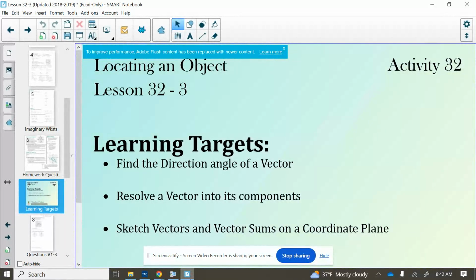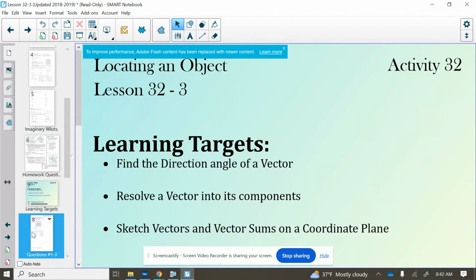And welcome to lesson 32.3. Today we are going to talk more about directions of a vector and resolving a vector into its component format.